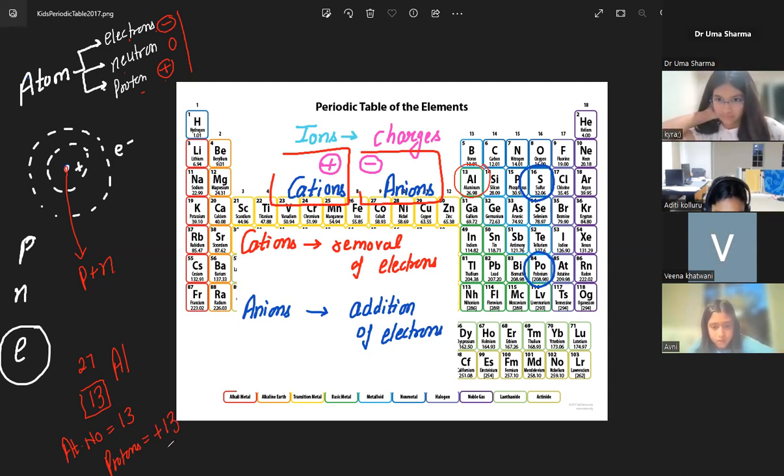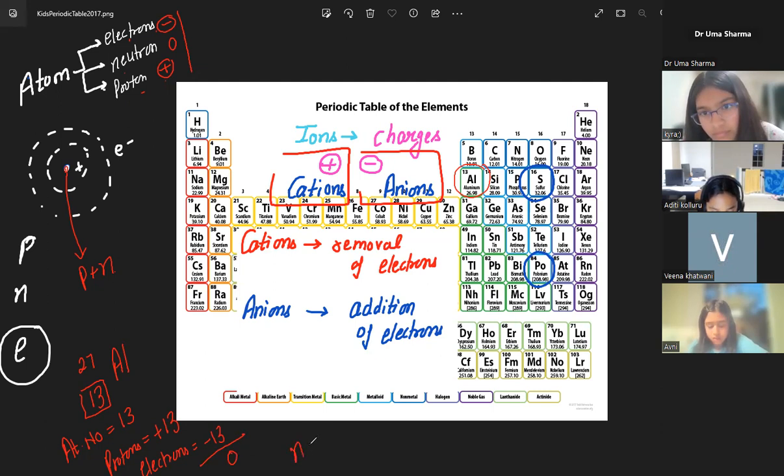Now, is there any charge on aluminum right now, Aditi? So how many electrons are there? Same number, because there is no charge on this. So what is the net charge? Plus 13 minus 13, 0. Right? Yeah, 0.